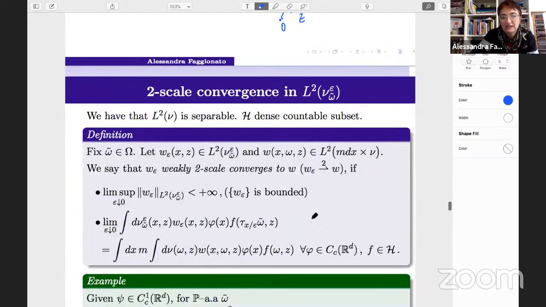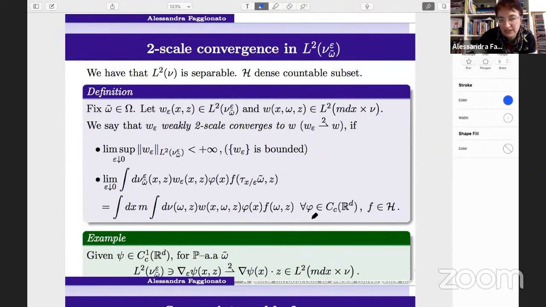I don't enter into this definition, so let us skip the details, but what I want to say is that gradients are functions of two variables, and so the epsilon gradients live in this L2 space. One can define a two-scale ergodicity, a spatial and probabilistic ergodicity property, for functions in x and z. For a generic function, you can consider v epsilon of x, z given by the gradient of some function u epsilon of x, z.